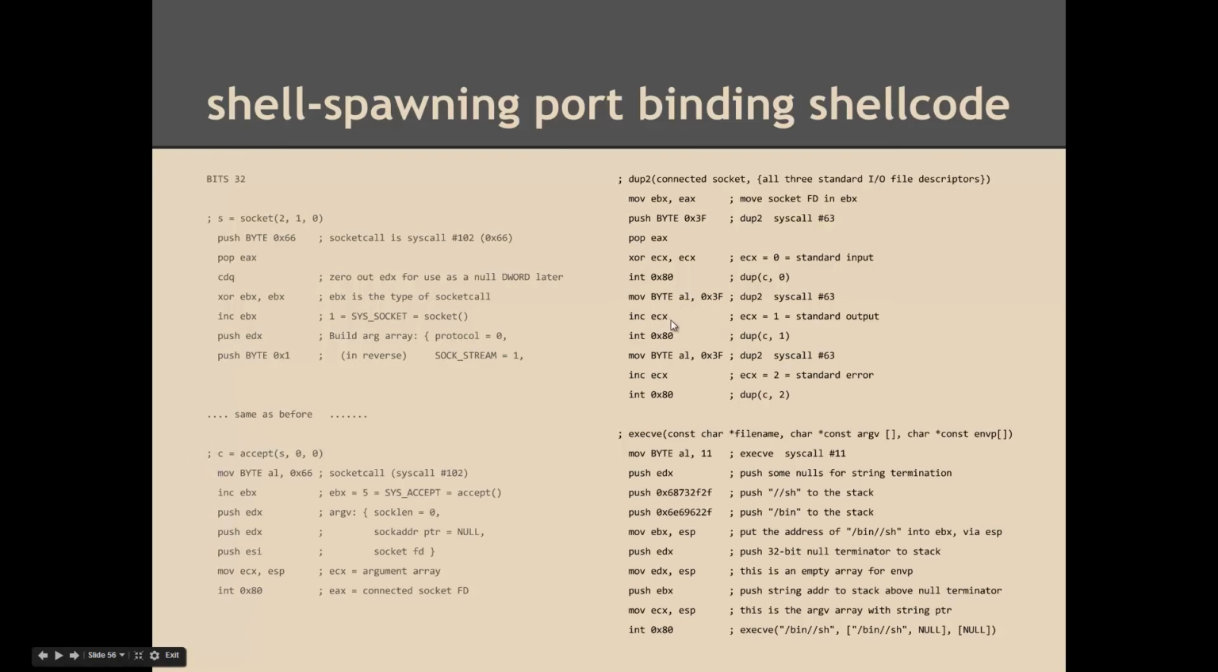And so EBX never gets messed with by the system calls we're calling, and so we just have to increment ECX, we have to reset EAX, and then we can call it again, and then we do it again, and just increment ECX yet again to 2, and then it's done. The result of this is that the standard in, standard out, and standard error of this process are now tied to the input-output of the socket.